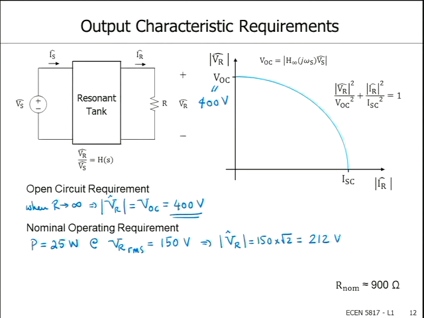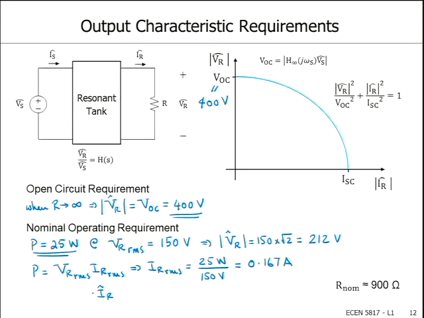We can also figure out what is the current at this particular operating point, and we can do that because we know what the power is. This power is just going to be VR RMS times IR RMS, right? So this basically tells us that IR RMS is going to be 25 watts divided by VR RMS, which is 150 volts, and that gives us an operating current IR RMS of 0.167 amps, and then from there we can figure out the peak value, I hat R, is going to be 0.167 again times square root 2, and that comes out to be 0.236 amps. Okay?